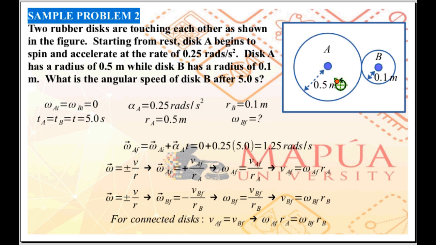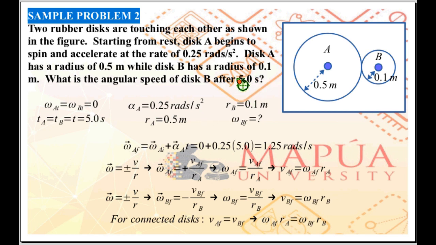Since disc A is at rest, disc B will also be at rest. So the initial speed of disc B, omega B initial, is also equal to 0. Disc A is accelerating at the rate of 0.25 radians per second squared. So the magnitude of the angular acceleration of A, alpha A, is equal to 0.25 radians per second squared.